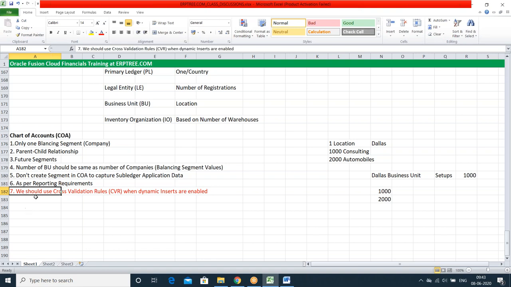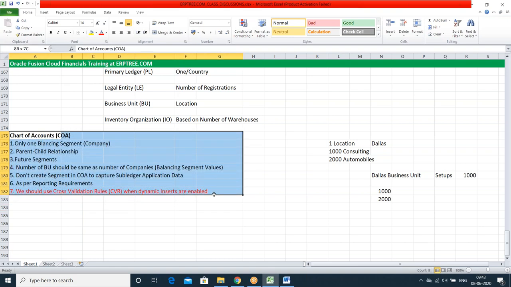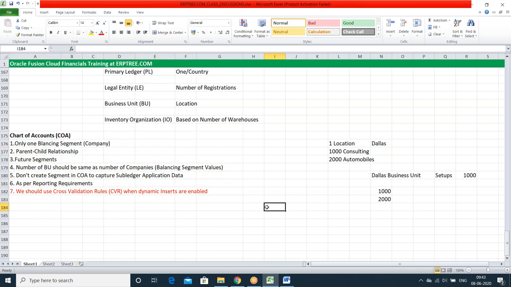And we should create cross validation rules when we use dynamic inserts or enable them. That is a separate concept, but you should consider it when you are designing the chart of accounts. So these are the points we have to understand. Okay, so any questions from anyone, please?